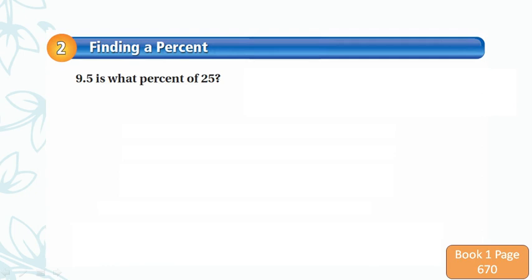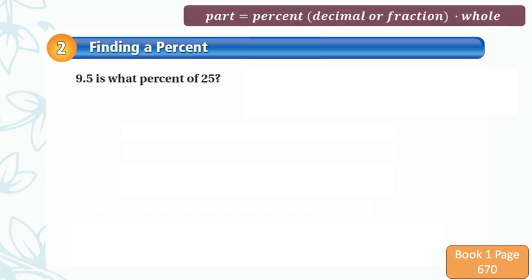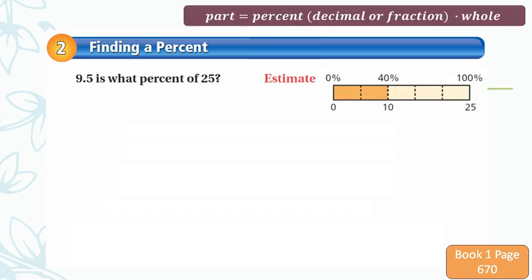Finding a percent. 9.5 is what percent of 25? Let's take a look and estimate to see what our answer should be close to. If we split this up into groups of 5 out of 25 total, 9.5 is close to 10, which is about 40%. So our resulting answer should be at least close to 40% when we work it out.